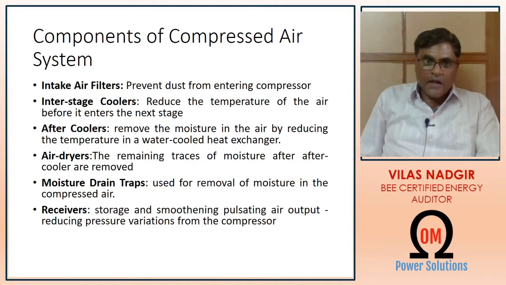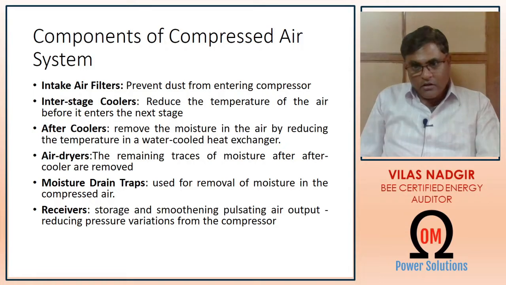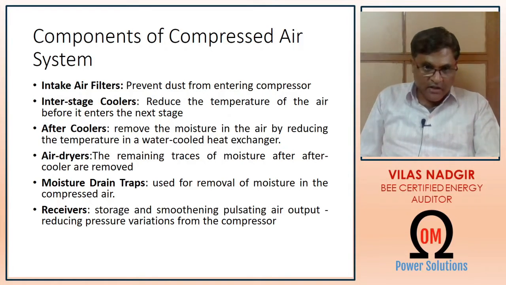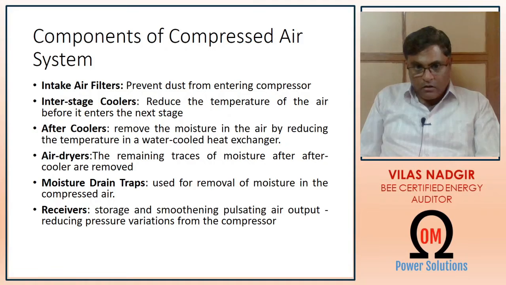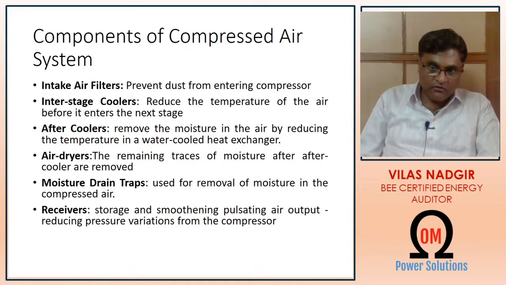Next comes the air dryers. Even though about 75% of the moisture is removed at after coolers, for some applications like instrumentation and pneumatics, this is not enough. More moisture has to be removed from the compressed air. So air dryers are used where pneumatics and instrumentation applications are used. Then moisture drain traps are also used to remove the moisture in the compressed air system. Receivers are the storage of compressed air system, and it is also used for smoothing the pulsating air output that is coming from the compressors.